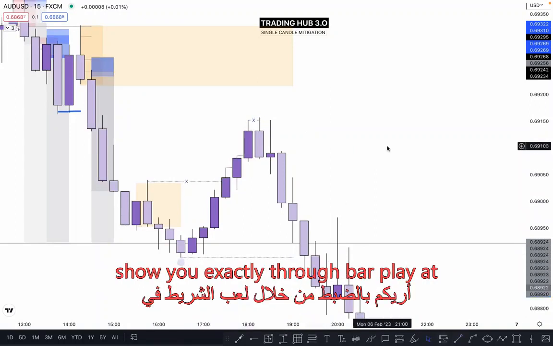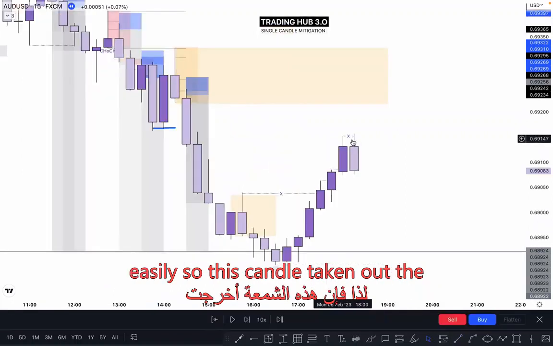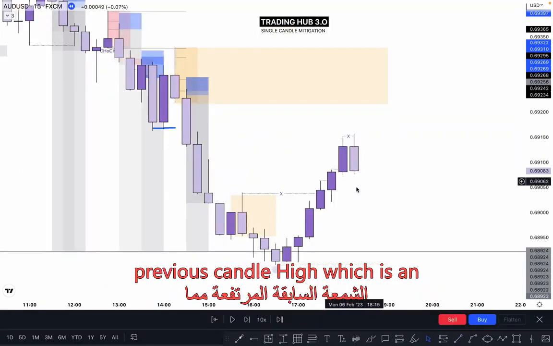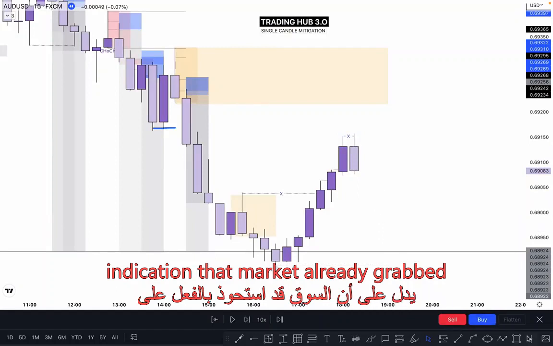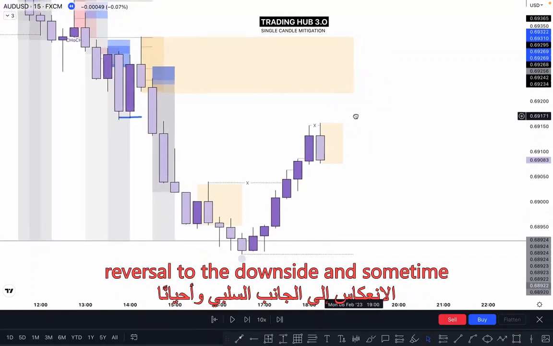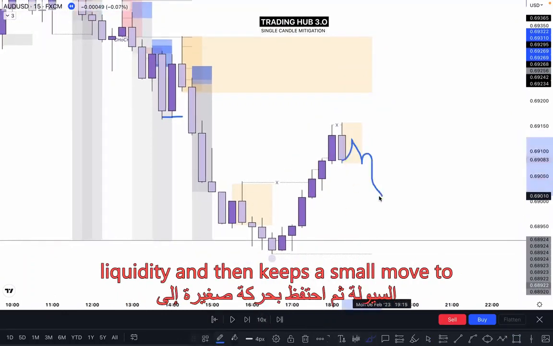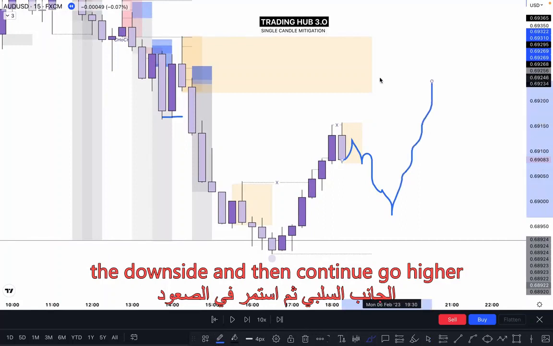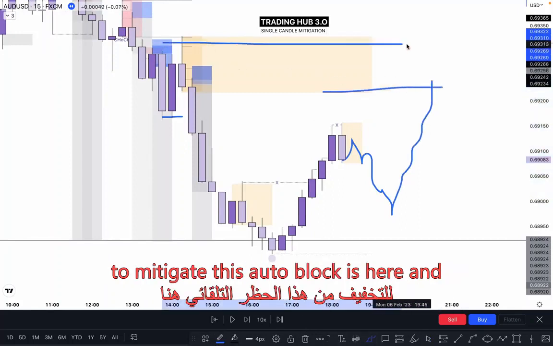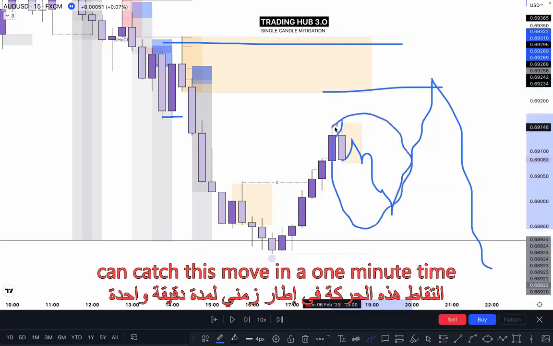Let me show you exactly through bar replay at this point, then you can understand very easily. So this candle took out the previous candle high, which is an indication that the market already grabbed the liquidity and the market is looking for a reversal to the downside. And sometimes what happens here? The market takes out the liquidity and then makes a small move to the downside, and then continues going higher to mitigate this order block here, and then pushes downside. So at least you can catch this move in the 1 minute time frame.